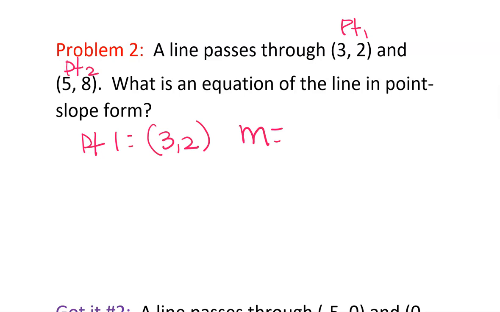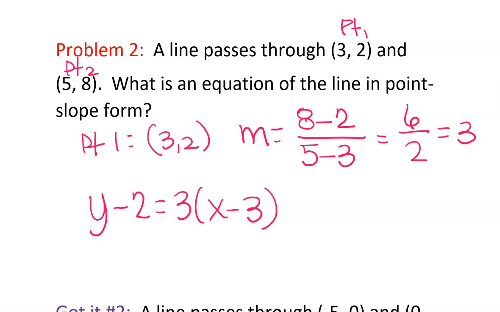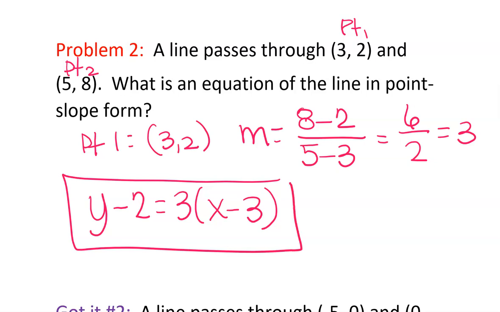So y2 would be 8 minus y1, that is 2, and x2 is 5 minus 3. And then we simplify. We get 6/2, which is 3. So my slope is 3. Y minus y1, which is 2, equals slope times x minus x1, which is 3. And again, this is point-slope form, so we're done.